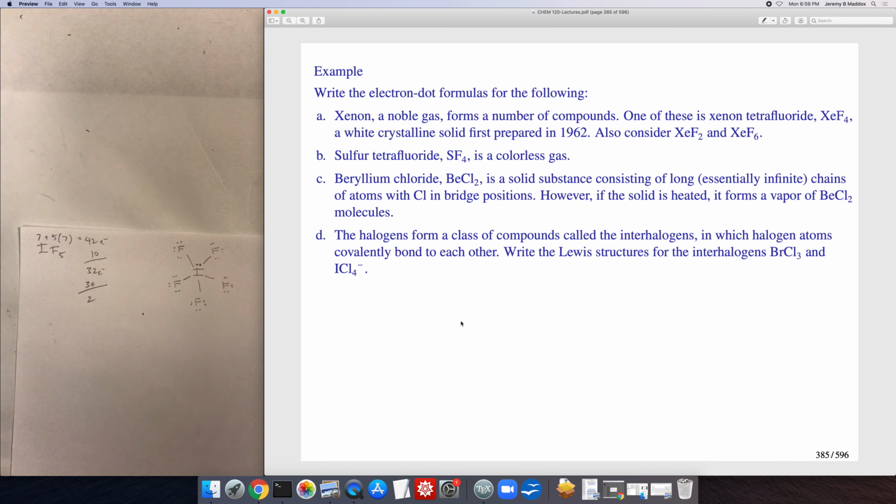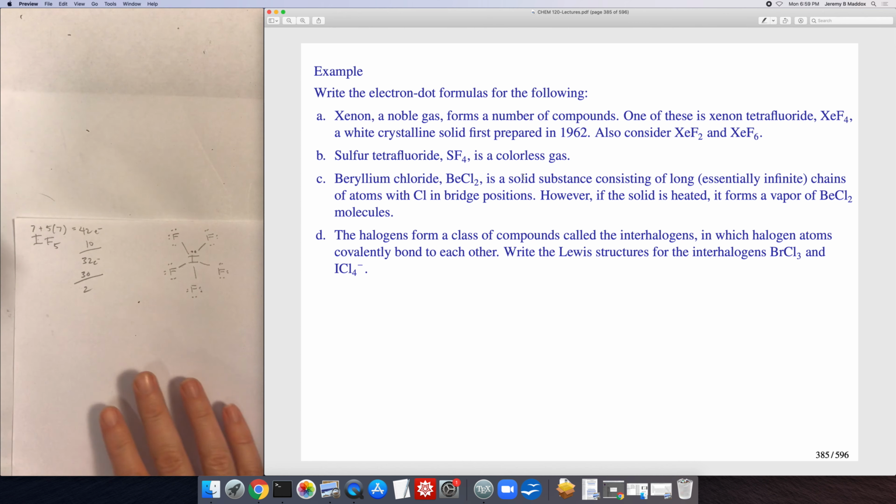Here we have, these guys are also hypervalent, these xenon compounds. Most noble gases do not form compounds, but xenon can form a few. Okay, and so here's some examples of hypervalent species that I'll let you work on. Sulfur tetrafluoride is another example of a hypervalent species.